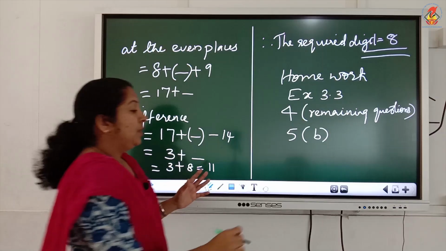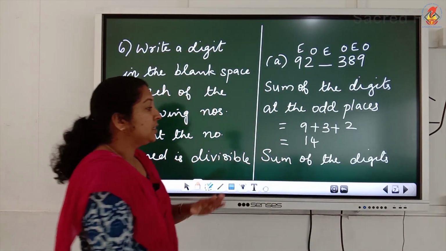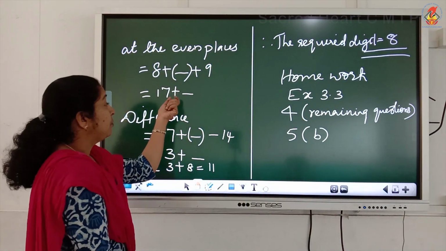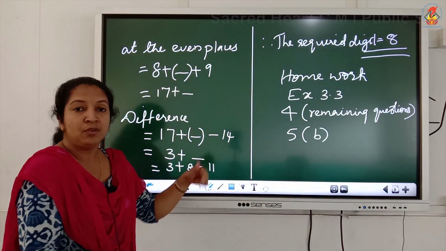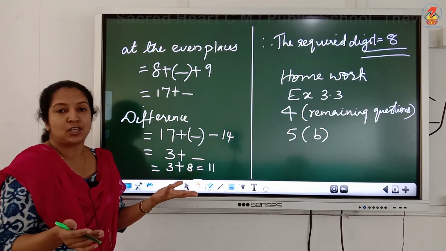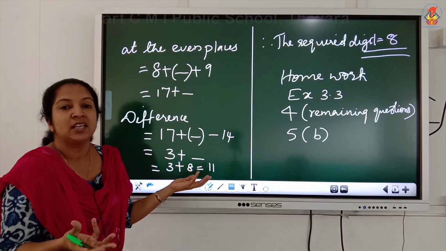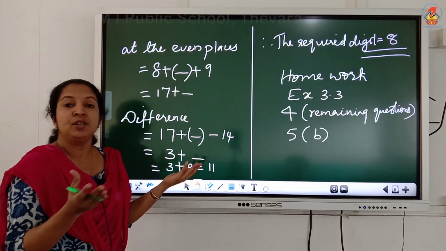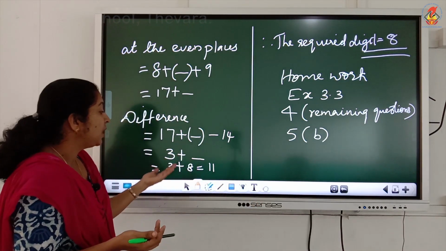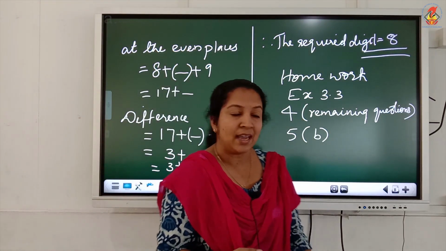So, here we have taken the sum of the digits at the odd places and the sum of the digits at the even places. We have kept that blank as it is. Then we have taken the difference. So, what we got is 3 plus blank. So, we have to fill that blank space. You have to add one number to this to get it as a multiple of 11. So, 3 plus 8 is equal to 11. So, the required digit is equal to 8.